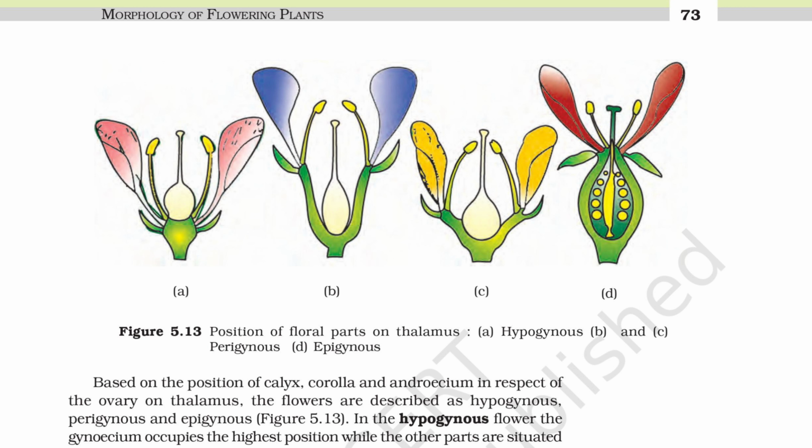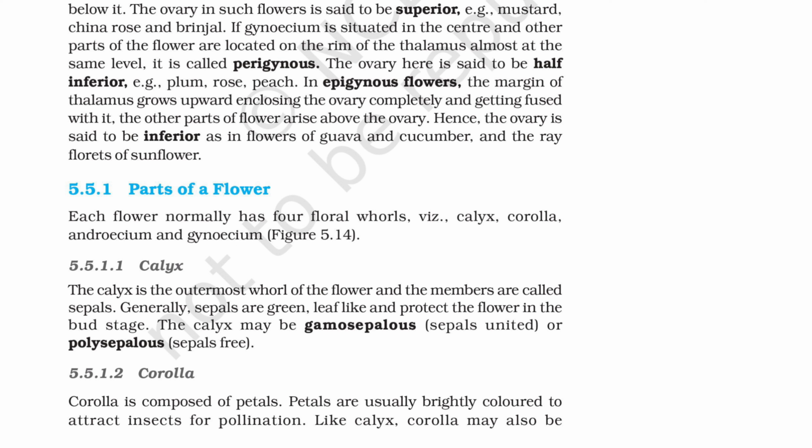In the hypogynous flower, the gynoecium occupies the highest position while the other parts are situated below it. The ovary in such flowers is said to be superior. Example: mustard, china rose and brinjal. If gynoecium is situated in the center and other parts of the flower are located on the rim of the thalamus almost at the same level, it is called perigynous. The ovary here is said to be half inferior.